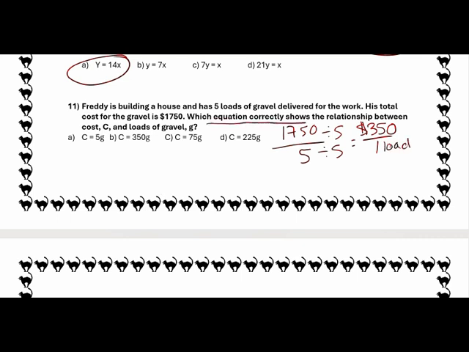So which equation correctly shows the relationship between the cost C and the loads of gravel G? So the cost is 350 per load of gravel, and gravel is G in this case, so that is B.